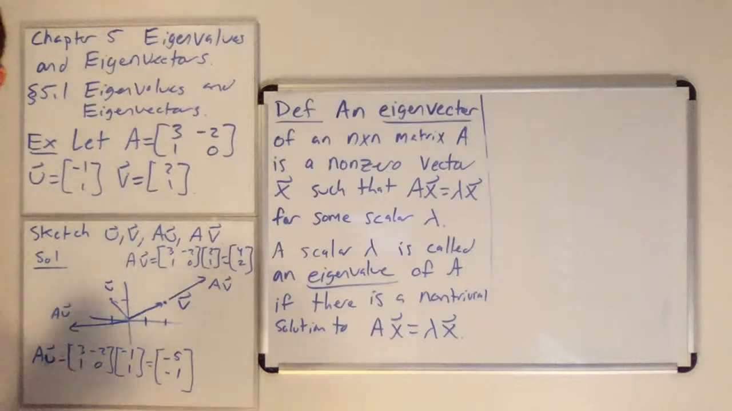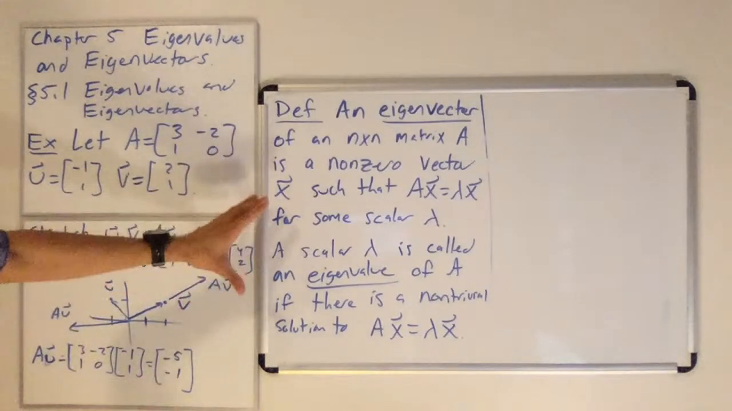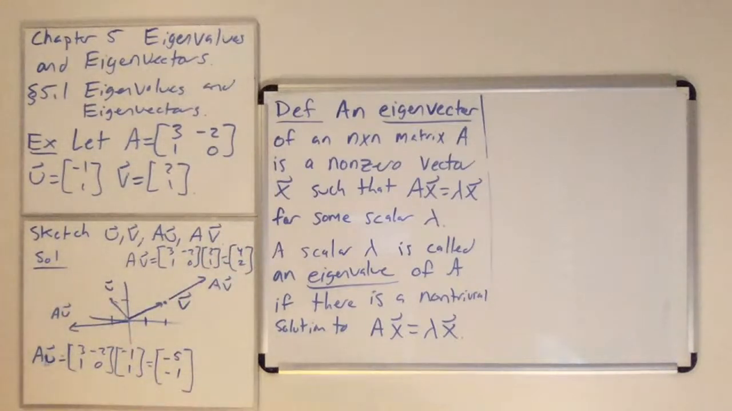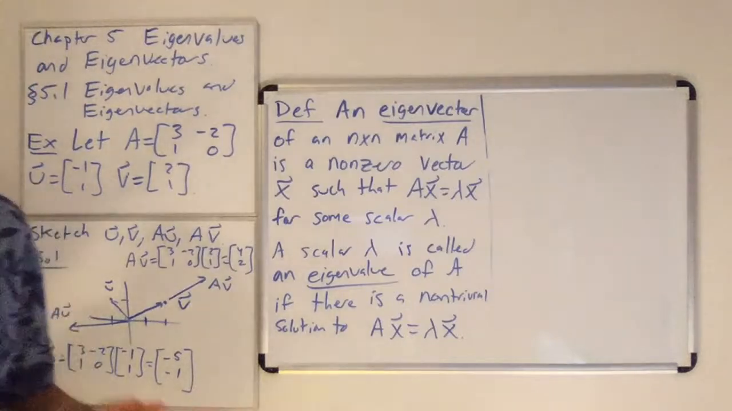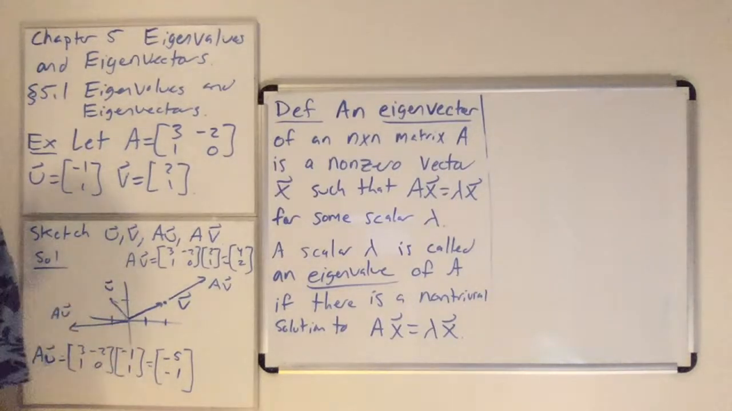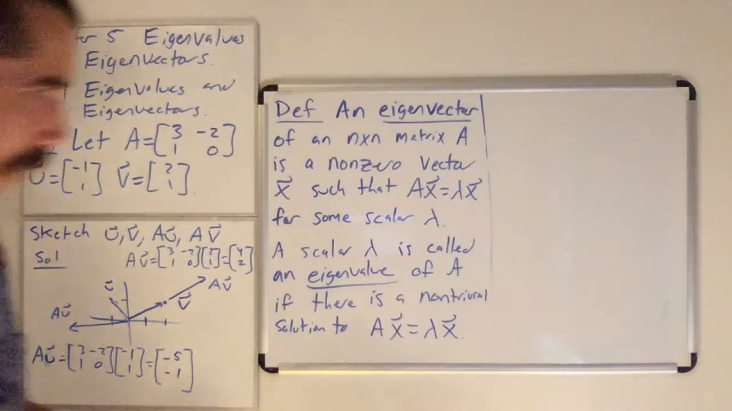Okay, so these are what we're going to be dealing with for the next few classes. We're going to come up with some techniques to find eigenvalues and eigenvectors, and then see why they're of interest. Okay, so let's take a look at an example.